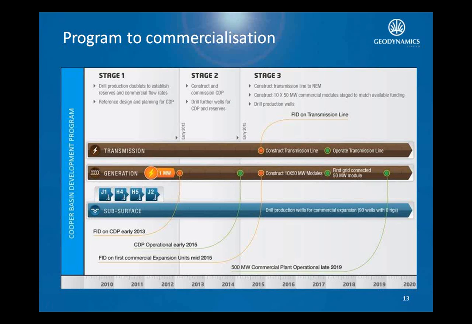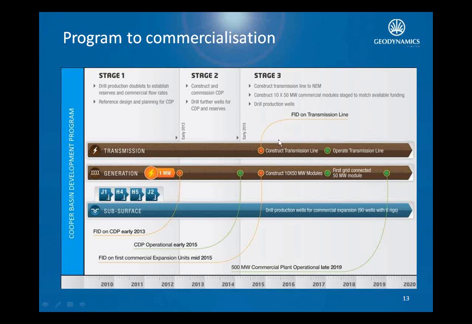And by running that plant for a period of time, nominally 12 months, we will then be in a position to roll out commercially and start constructing the first in a series of 50 megawatt modules, and at the same time start constructing transmission infrastructure to connect up those 50 megawatt modules and connect them into the grid.